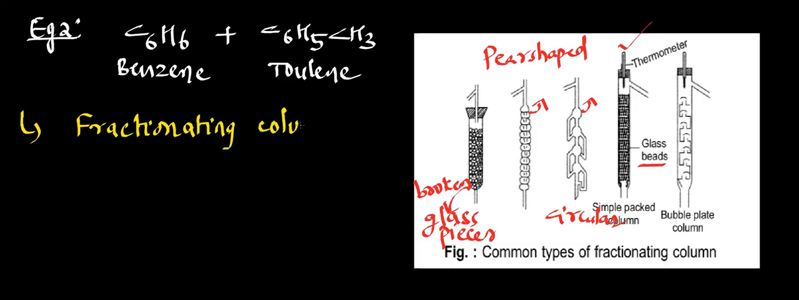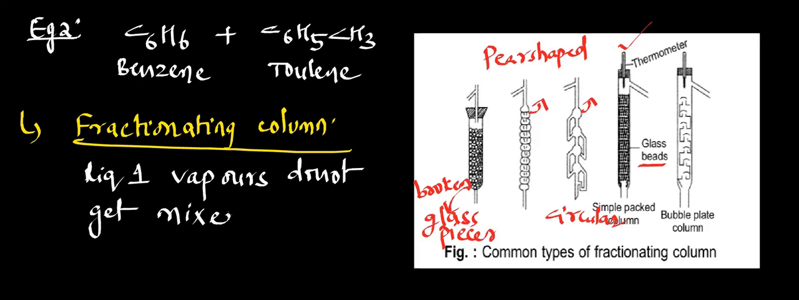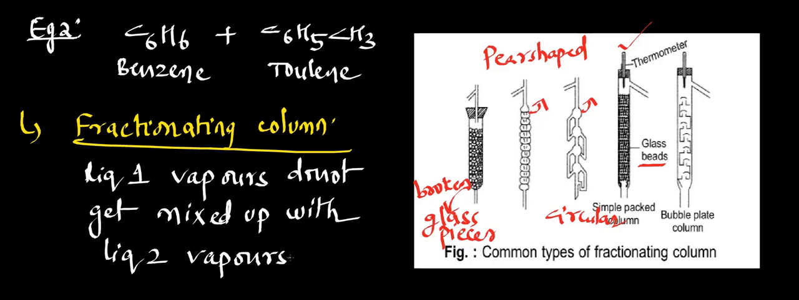Fractionating column allows the repeated condensation process, because of which liquid 1 vapors do not get mixed up with liquid 2 vapors. And this is achieved by what? This is achieved with the help of fractionating column.